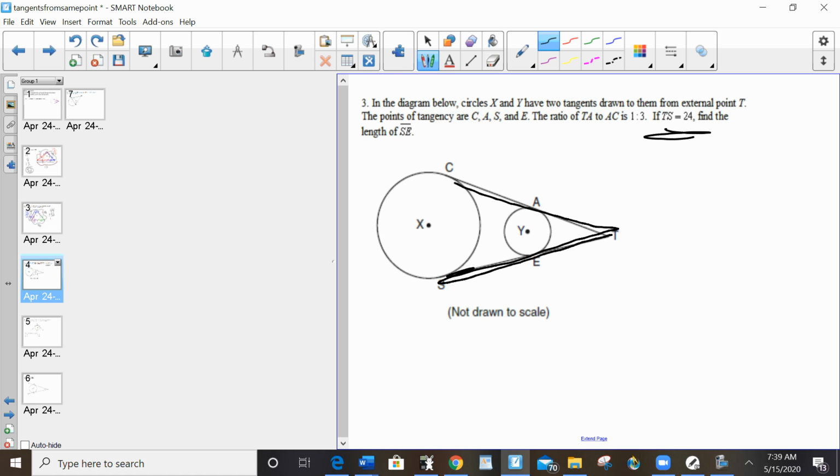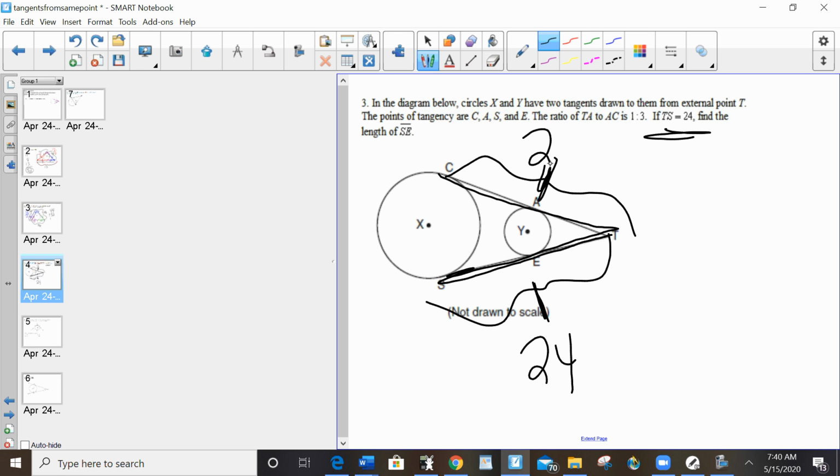TS and TC are tangents drawn from the same point, therefore they're the same. So if TS is 24, then TC is also 24. Now it says the ratio of TA to AC is 1 to 3. Well, we learned earlier in the year, whenever you see a ratio like this, you put an X behind each piece. So TA is 1x and AC is 3x.